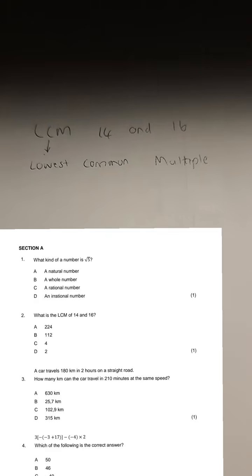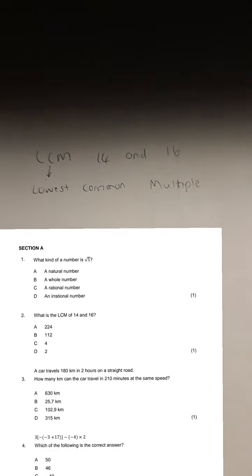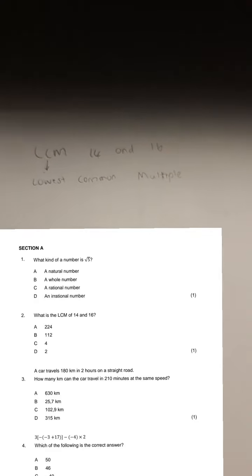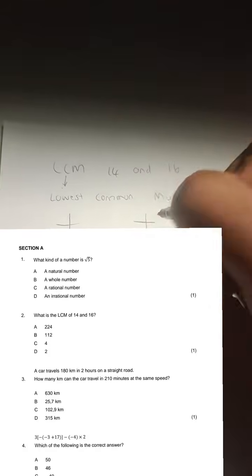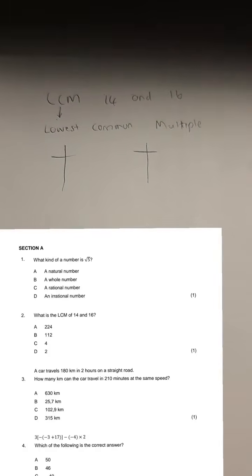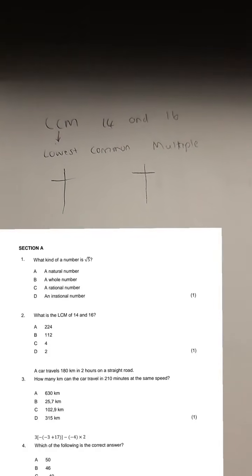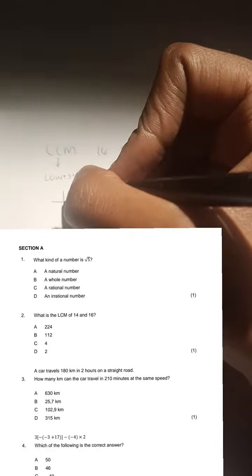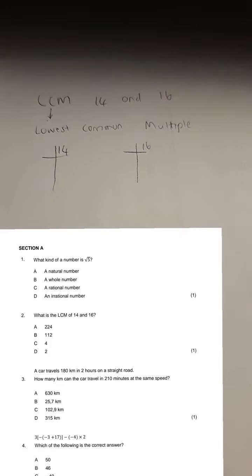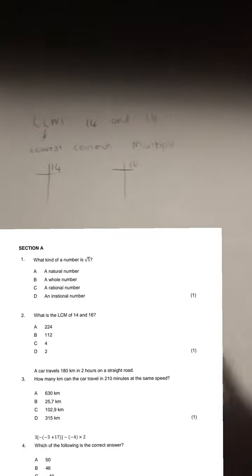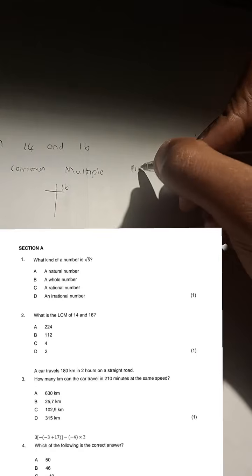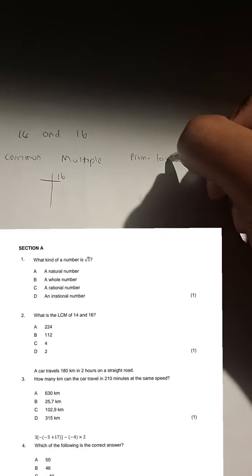Lowest common multiple. As grade 8 and 9 learners, you should have all been exposed to what we refer to as the tree diagram or the ladder method on how to find the LCM. Okay, so I'm just going to expose us to that. If we write down the numbers 14 and 16 and then find the prime factors. What do we mean by prime factors?